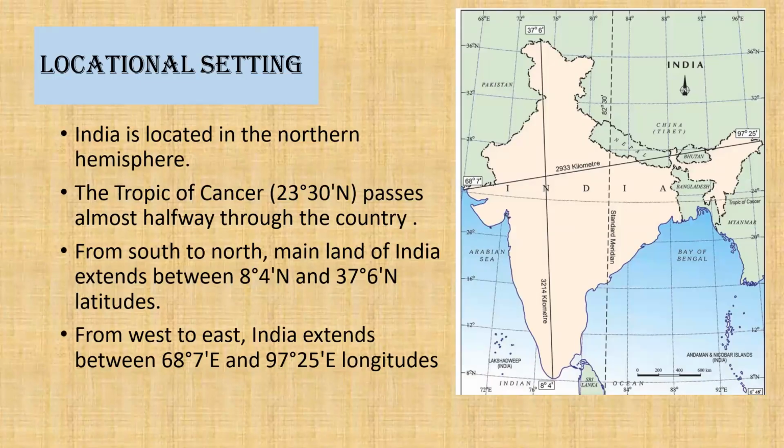Now let us move ahead and know about the locational setting of India. India is located in the northern hemisphere. The Tropic of Cancer, that is 23.5 degrees north, passes almost halfway through the country. From south to north, the mainland of India extends from 8 degrees to 37 degrees north latitudes. From west to east, India extends between 68 degrees 7 minutes east and 97 degrees 25 minutes east longitudes.